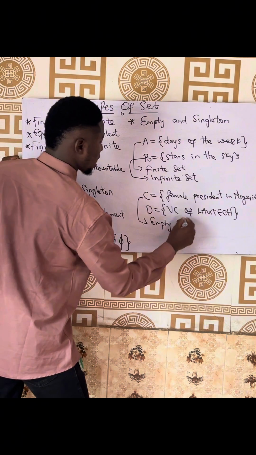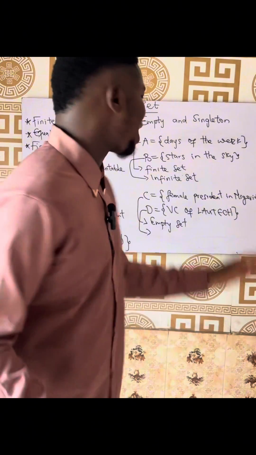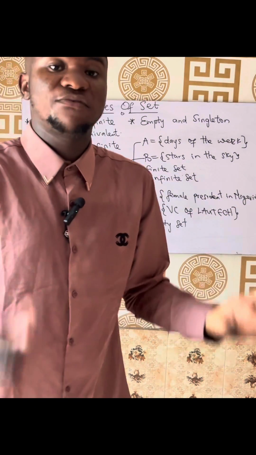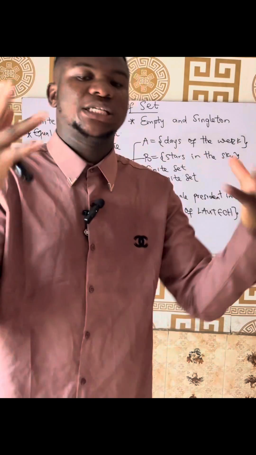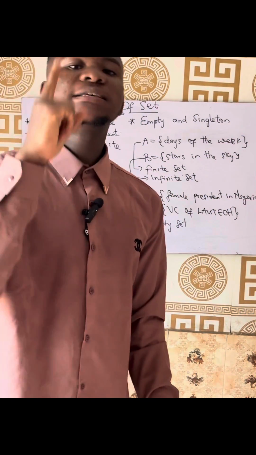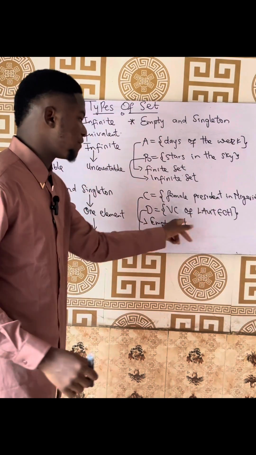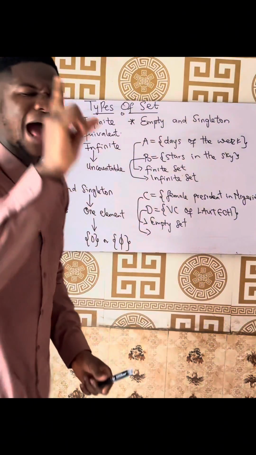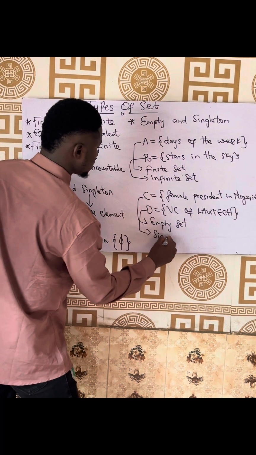Empty set. And if you're talking about the VC of Lautech, this simply means Lautech is an institution, a university. And VC simply means the vice chancellor, that is the head of the institution. So we always have one VC at a time. So this simply means that we are talking about the vice chancellor of Lautech. So if we always have one at a time, then set D is a singleton set.